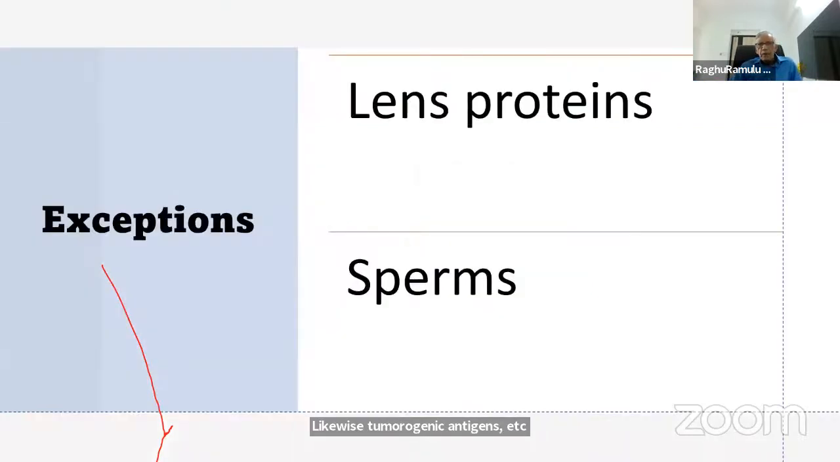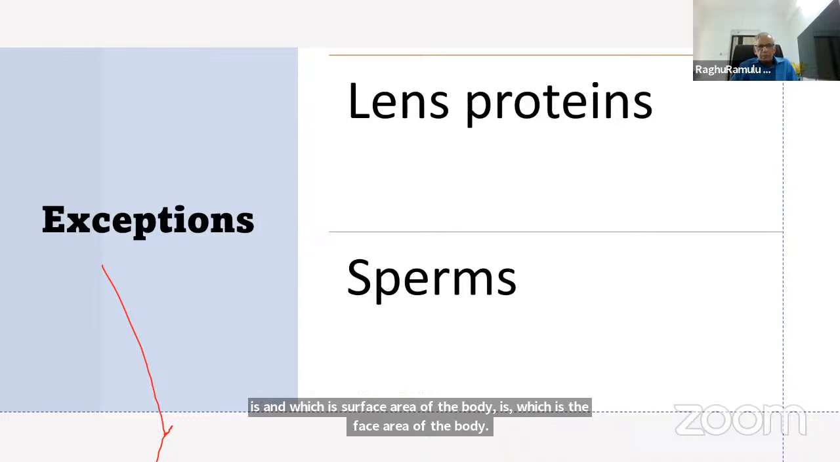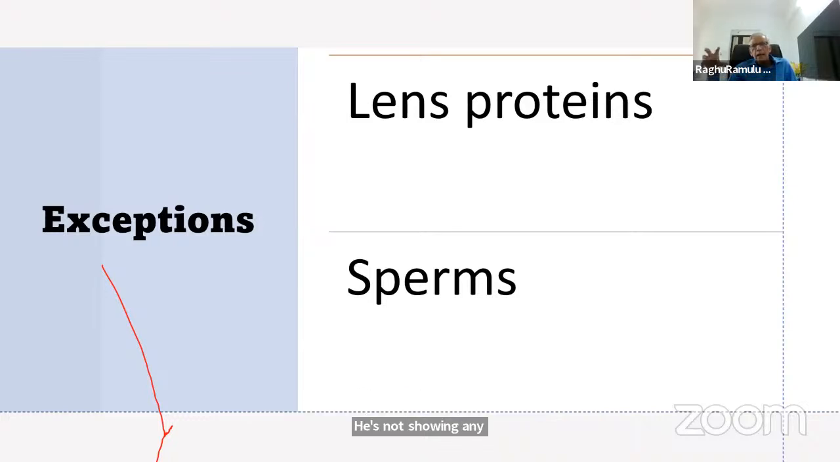The next topic is the exceptions pertaining to antigenicity. What is an antigen? Which surface area of the body does not show any antigenic response? For this also we have examples, like lens proteins. Whenever a cornea is transplanted from one individual to another, it doesn't have any implications, because lens proteins are exempted from antigenic issues. It is not rejected when somebody's cornea is transplanted into somebody else, as in corneal transplantation.